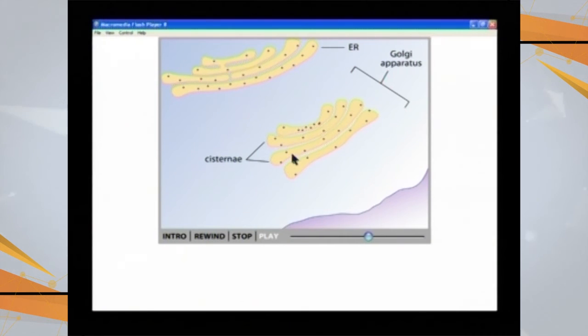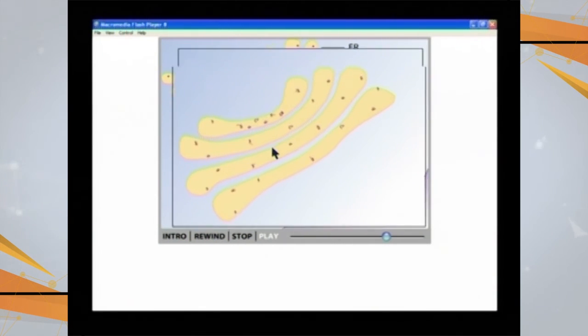The spaces which are there inside are called cisternae. This is the cis region, the receiving end, the receiving department, and this is the trans region, the shipping department, and these are the medial regions where it is being modified.